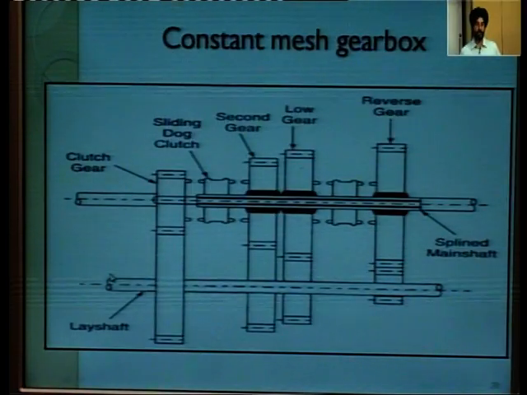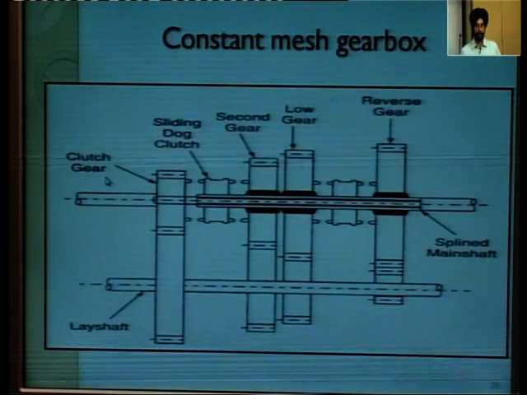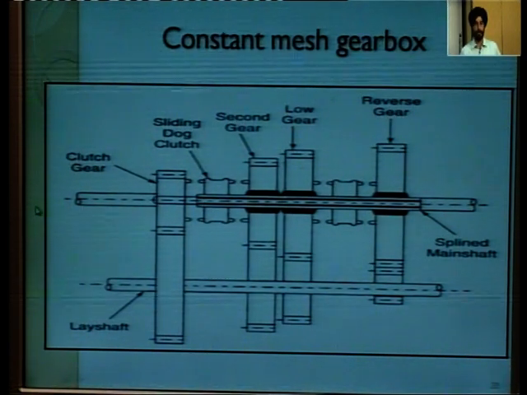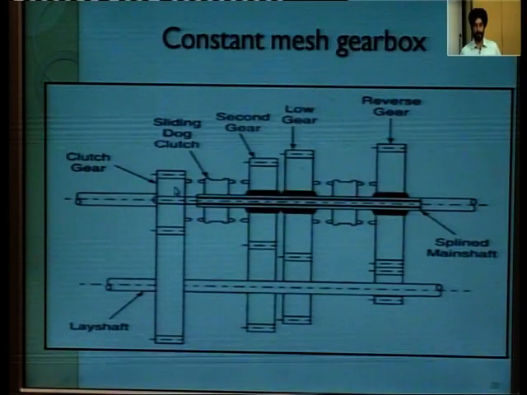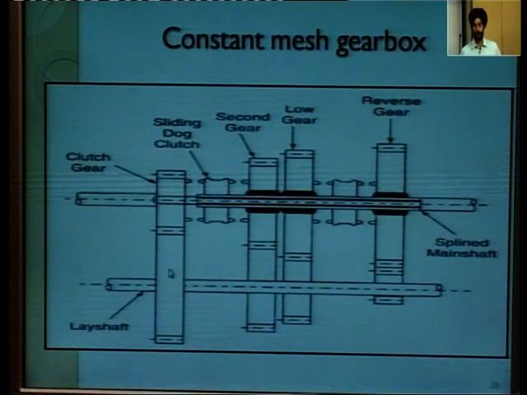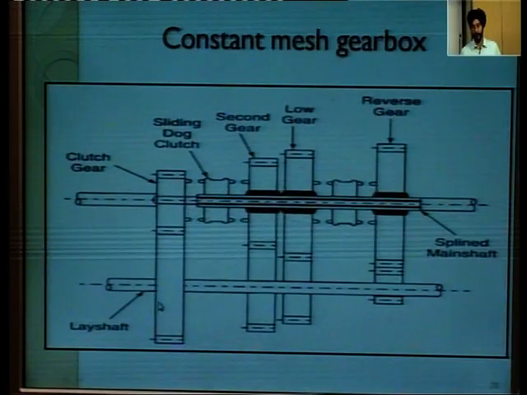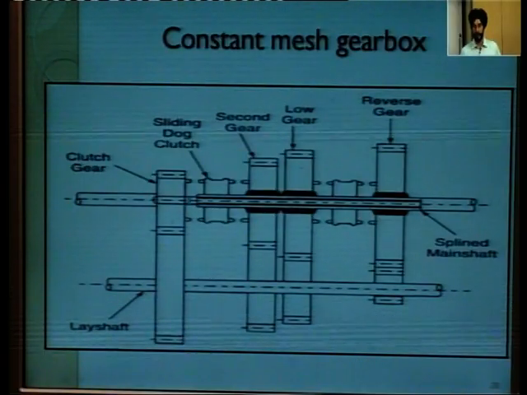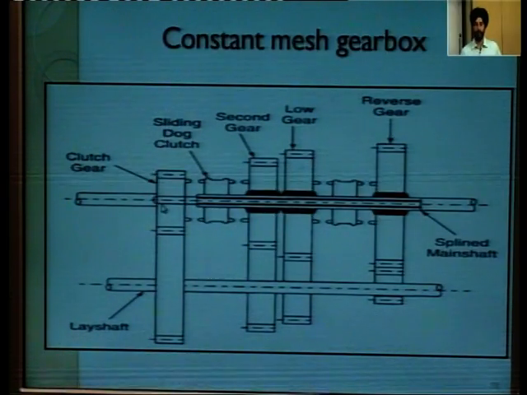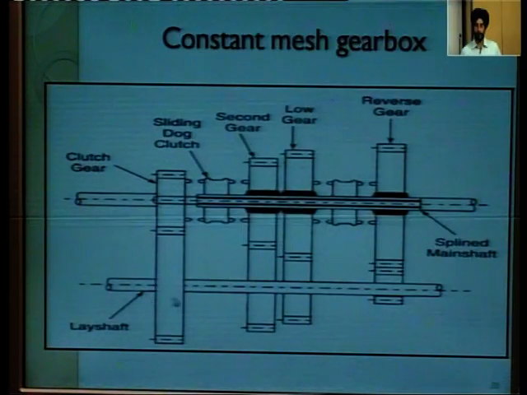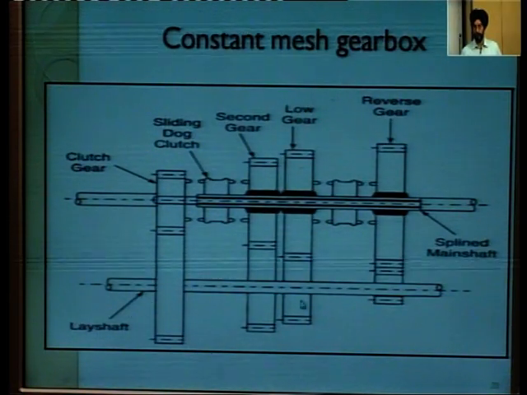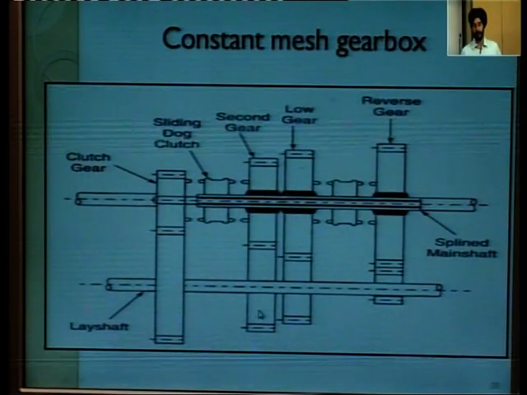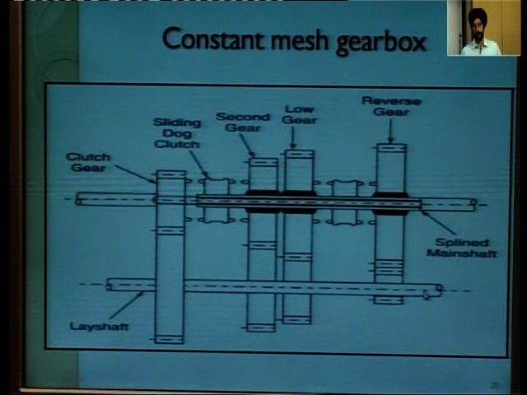But see how the power will be transmitted. In this case, this is the clutch gear, and this is the clutch shaft coming from the engine side after the clutch, and this will rotate the gear on the lay shaft. When the engine is running and the clutch is in engaged position, this clutch gear will be rotating. This will rotate the lay shaft, and all the gears on the lay shaft will be rotating with the same RPM as that of the shaft.